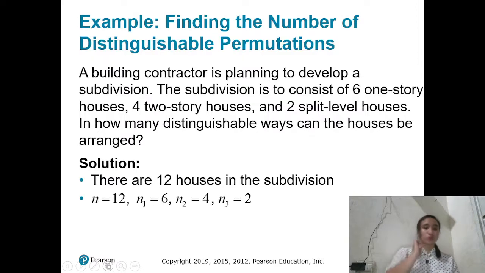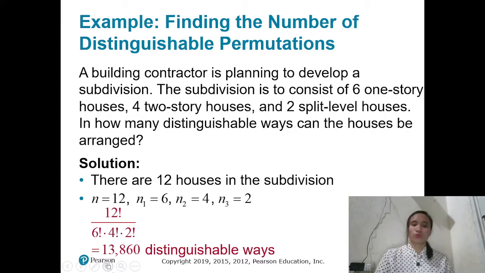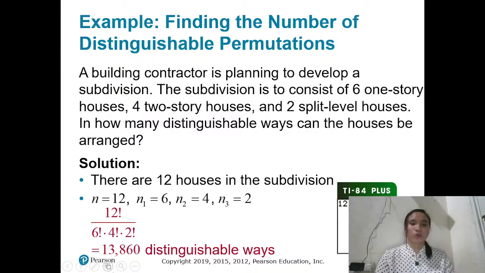So n is equal to 12, n1 is equal to 6, n2 is equal to 4, and n3 is equal to 2. Then apply the formula of distinguishable permutations: 12 factorial over 6 factorial times 4 factorial times 2 factorial. The total is 13,860 distinguishable ways.